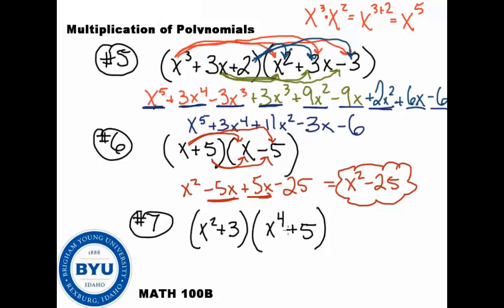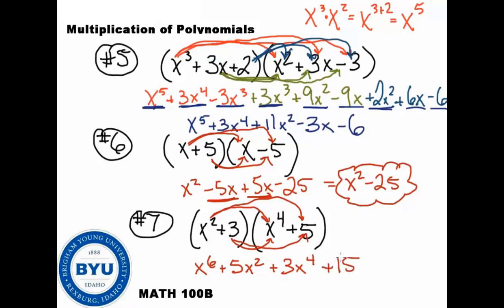Okay, and number 7 was just kind of a test to make sure you knew how to multiply your exponents here. X squared times x to the 4th, you add the powers, we get x to the 6th. X squared times 5 is 5x squared. 3 times x to the 4th is 3x to the 4th. And 3 times 5 is plus 15. Are there any like terms to add here? 6th, no. Squared, no. 4th, no. So there are no like terms to add.